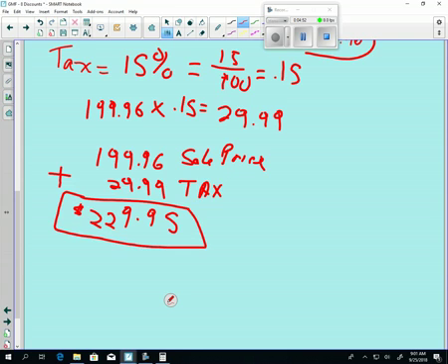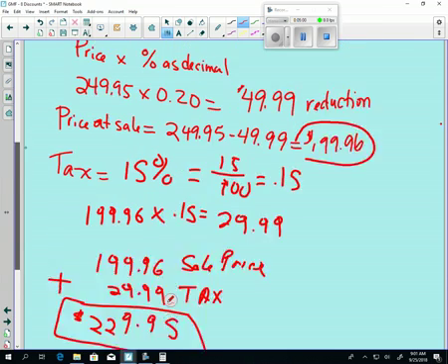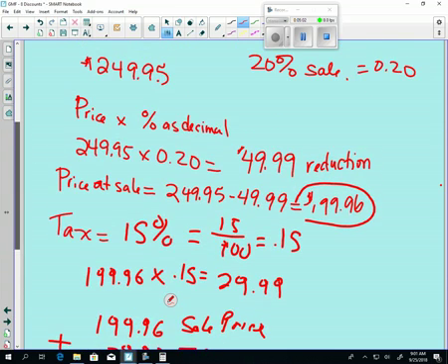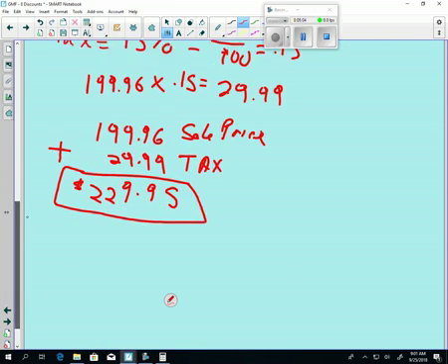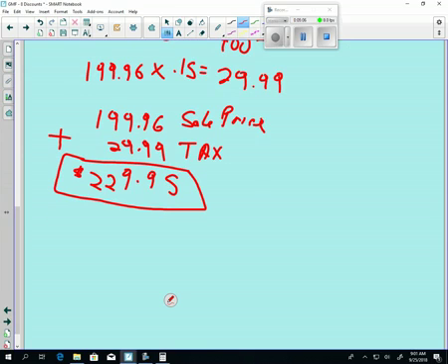So the original quote was, well, $250, $249. You get a discount. Take off that discount of 20%, and then add the tax. So there's always two steps here. Take the discount off, add the tax.